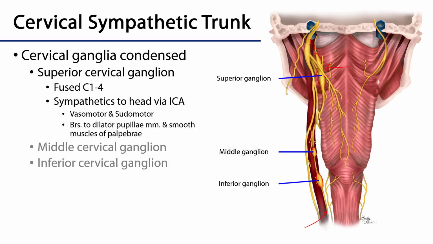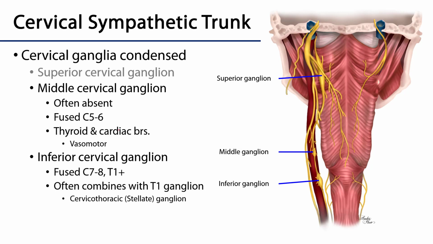And whether it's through the spinal nerves or the internal carotid artery, we have various vasomotor fibers. Those vasomotor fibers are going to the smooth muscle of the vasculature to cause it to constrict when required, or pseudomotor, which are going out to the sudoriferous glands. There are also branches from that internal carotid plexus serving the dilator pupillae muscles of the eye and the smooth muscles of palpebrae, such as the smooth muscle portion of levator palpebrae superioris.